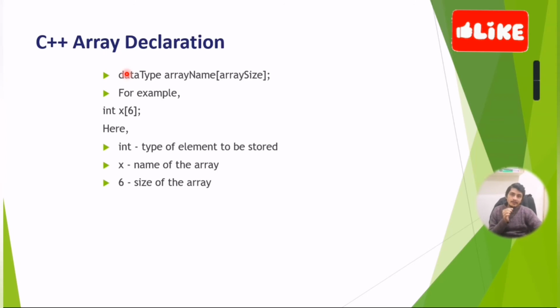So how do we declare an array? First we type the data type, then the array name, and in the brackets we give the array size. For example, int x[6]: here int is the type of the elements to be stored, x is the name of the array, and 6 is the size of the array. 6 means it can contain 6 values. It has 6 empty slots. We can assign particular values to those slots so that they occupy the empty slots and take the values of the particular slots.